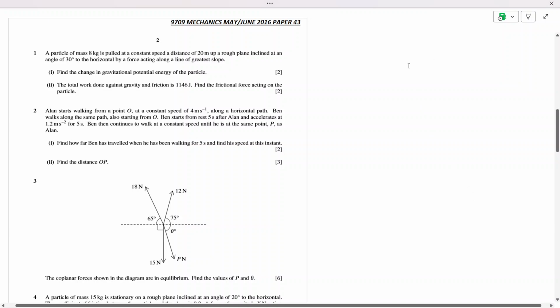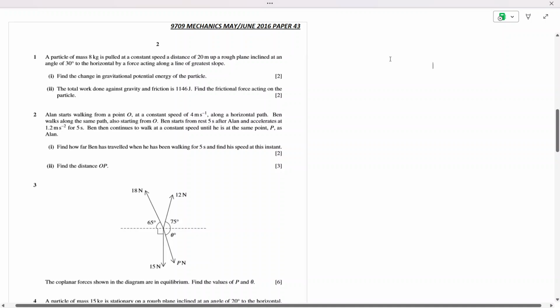This is the 9709 Mechanics May June 2016 paper 4.3. So I'm going to be doing a thorough walkthrough solving each question in this paper.